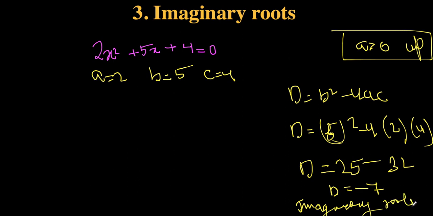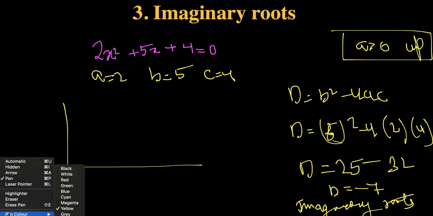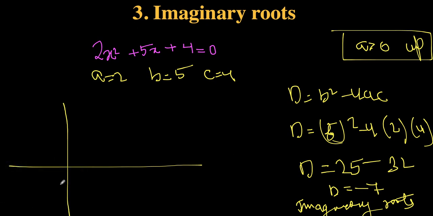Okay, now this is all about the imaginary roots, but now we will check what it means graphically. The first thing, we know that my graph will be upward. Whether it will touch the graph, whether it will cut the x-axis, no, because it's not real. Whether it will touch, no, it is not real. So it means that the graph will be something like this.